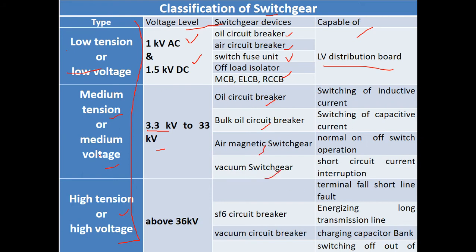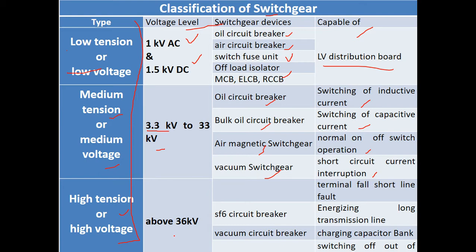This type of medium voltage switchgear is capable of switching inductive current and capacitive current. They can be used for normal on-off switch operation, and they can also be used for interrupting the current during a short circuit. The next category is the high voltage category, which deals with voltage levels of 36 kV and above.